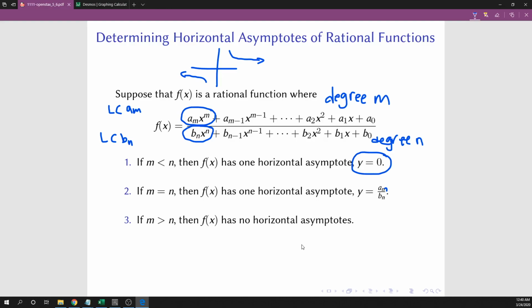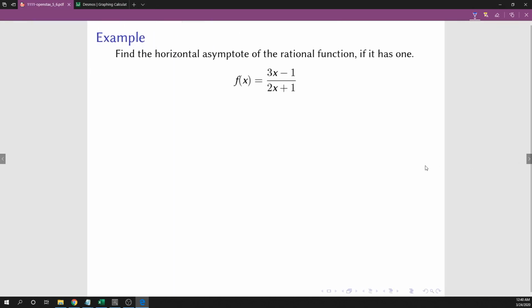Okay. So it really is pretty straightforward to determine the situation. You just have to remember these three cases. All right, let's look at an example of each of those. On this first one, it says find the horizontal asymptote of the rational function if it has one.